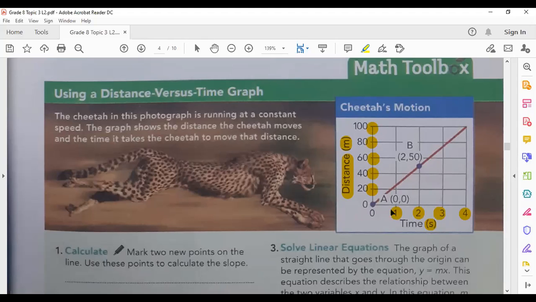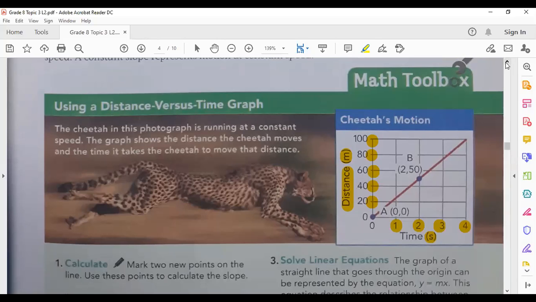Here, as you see, for example, at time 0, this is before the beginning of the motion. The time is 0, the distance is 0. At 1 second, and this graph describes the motion of a cheetah, the distance is 20 or maybe 25 meters in the first second. At second 2, the cheetah traveled 50 meters. At second 3, it is almost 80 meters, and at second 4, it traveled 100 meters.